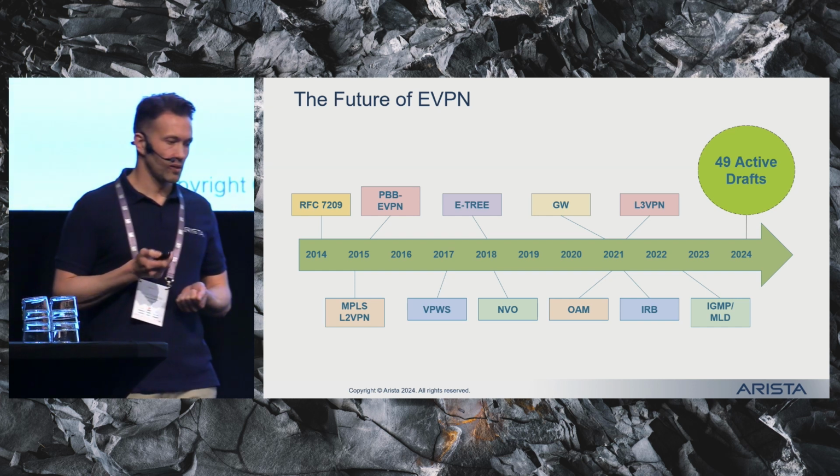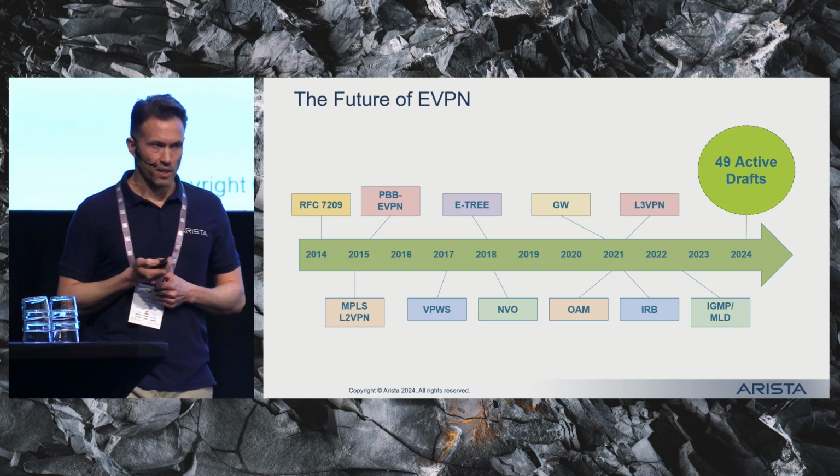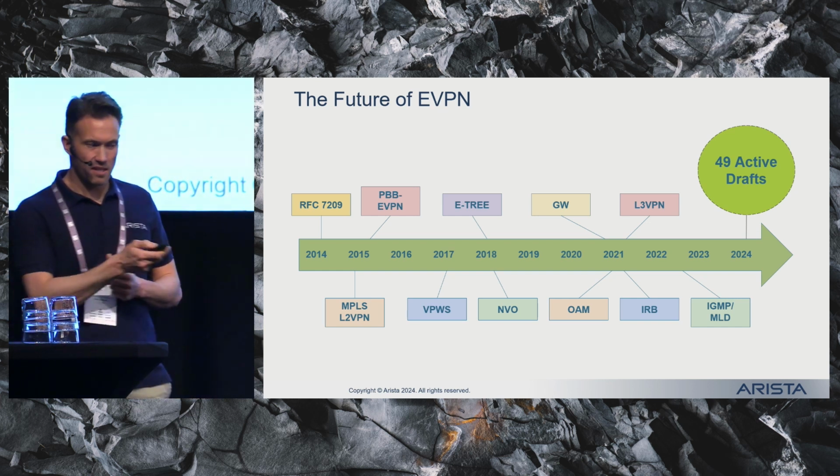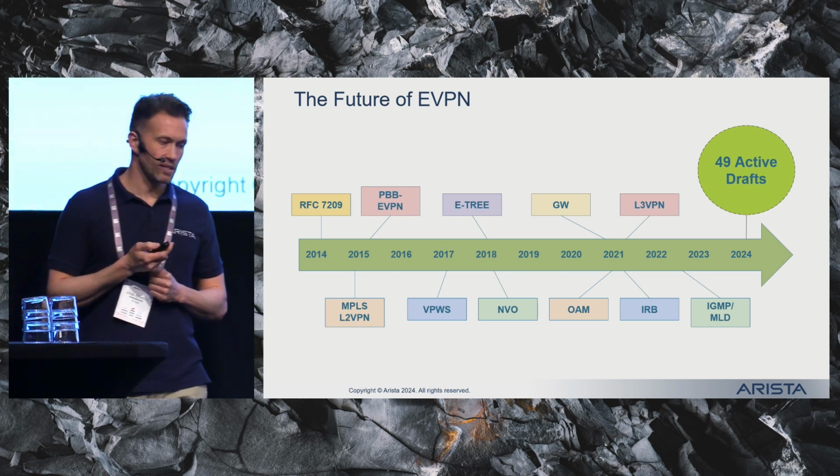So what does the future hold for EVPN? Well, it's very active in terms of development, right? As I said, it's close to 50 active drafts. I think it's actually more than 50 active drafts now. A couple of new ones have been added since I made these slides.